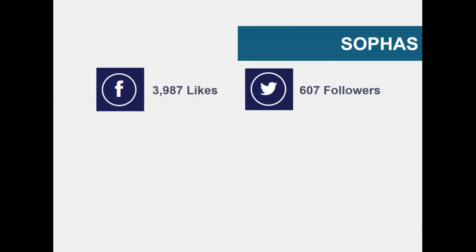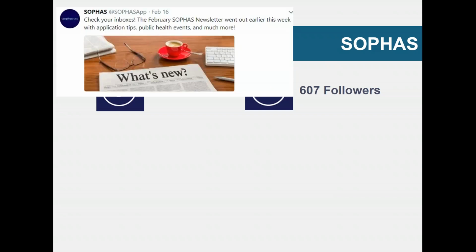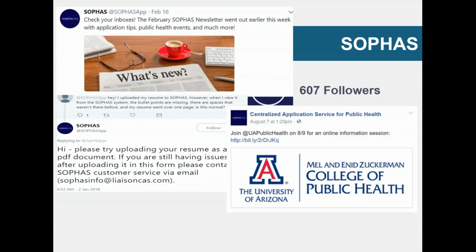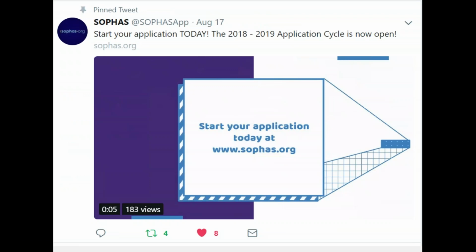But in terms of what we do with SOPHAS, we'll send out a variety of reminders. So we'll promote the SOPHAS newsletter and the application tips and public health events in there. We will respond to students if they have any questions about the application, if they aren't able to log in, and really do what we can to get them in touch with customer service without answering their application questions directly on social media for confidentiality reasons. We'll promote our SOPHAS member events as well as our This is Public Health events.